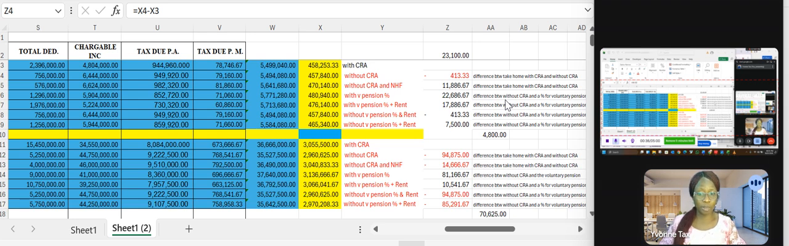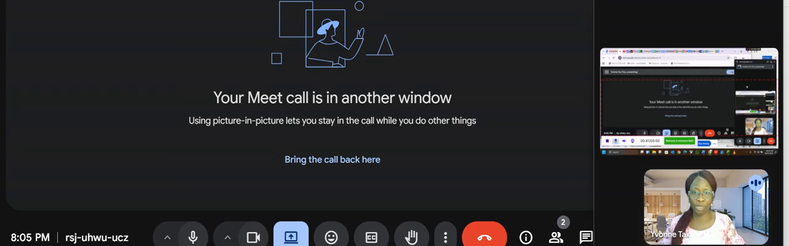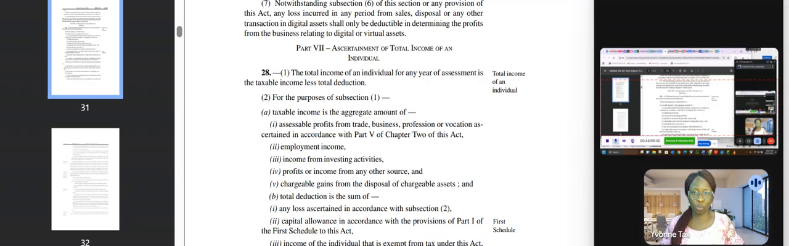So today's topic, we actually will be dwelling on the act itself, taking us through from section 28 to section 32, which has to do with ascertainment of total income of an individual, which has to do with pay as you earn, and it's found under chapter 2 part 7. So 28 talks about total income of an individual. So in this clip, I want us to know the difference between total deductions and eligible deductions.